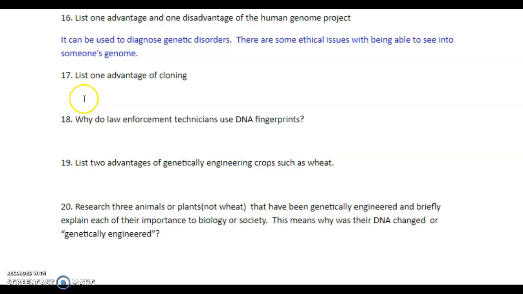So the advantage of cloning is it can increase the population of an endangered species.